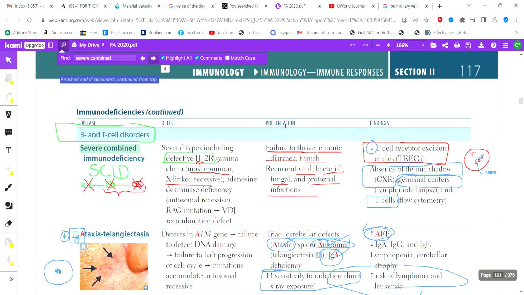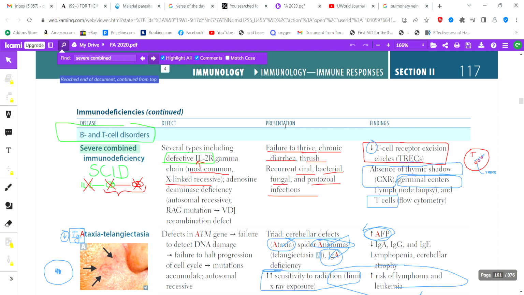Basically, what that means is the B cells will be absent in the germinal center, and T cells absent in the paracortex. We'll get to this when we review immuno. Basically, in SCID, the B cells will be absent in the germinal center, and the T cells will be absent in the paracortex. And you can see this on lymph node biopsy. And the T cells you can see through flow cytometry.